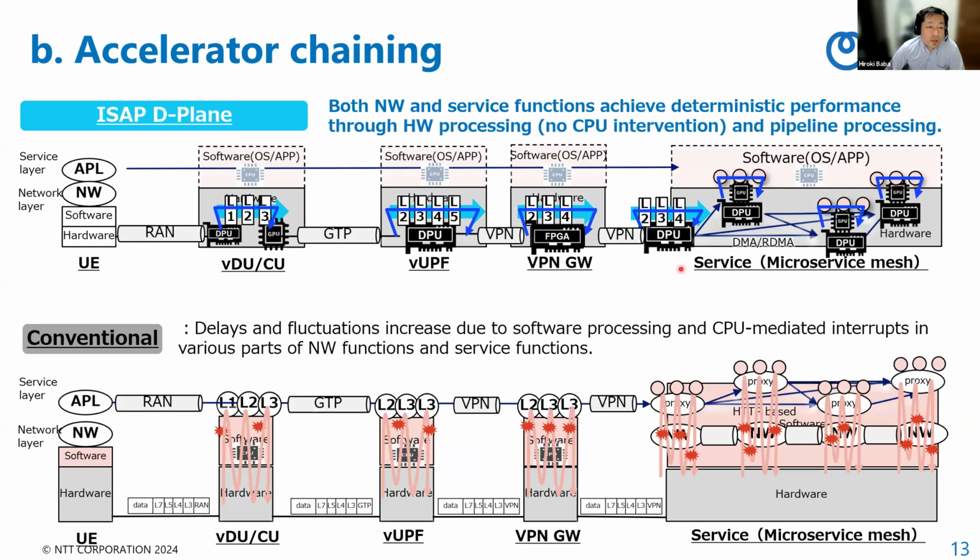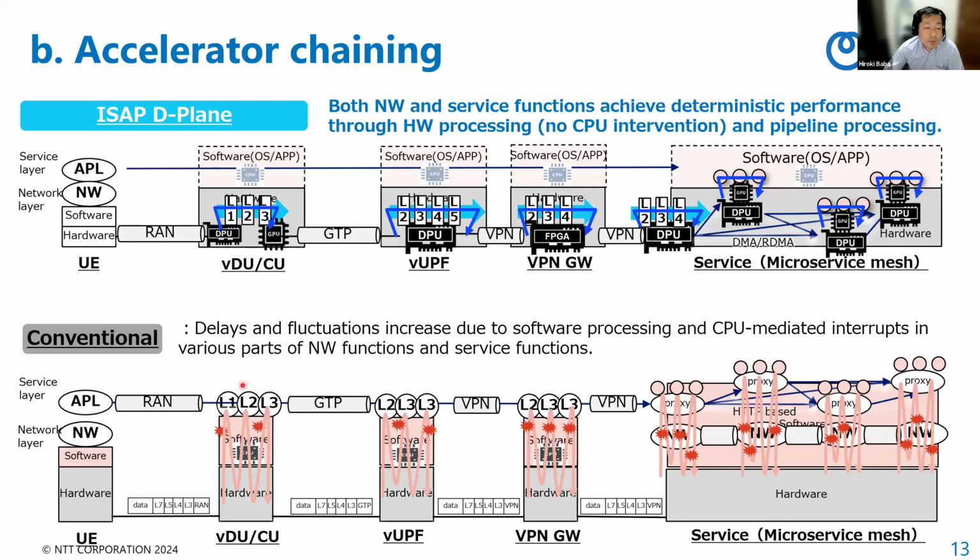And for the accelerator part, we adopted the accelerator hardware chaining for the ISAP data plane part. It means that both network and service functions are offloaded to the accelerator hardware to achieve deterministic service performance through hardware processing, without CPU involvement in the pipeline. As you can see here, RAN functions, UPF, and gateway functions, also the application functions, are offloaded to the DPU or GPU or some other accelerators. Those are not processed in the CPU part.